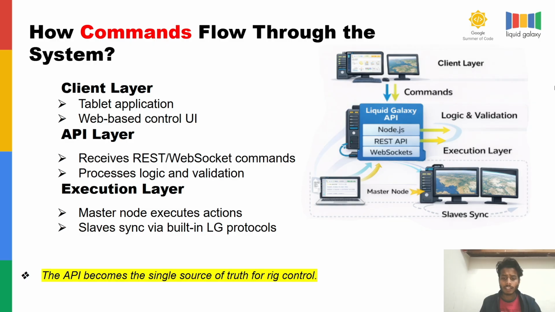Once the command is validated, it's moved to the execution layer. The master node executes the action, whether that's a camera movement, a KML update, or just a search. From there, the slave machines automatically sync with Liquid Galaxy's built-in protocols, so the entire rig stays perfectly in sync. The key idea here is consistency. No matter where the command comes from, a tablet, web UI, or multiple devices, it always follows the same path. That's what makes the system predictable, stable, and easy to extend.